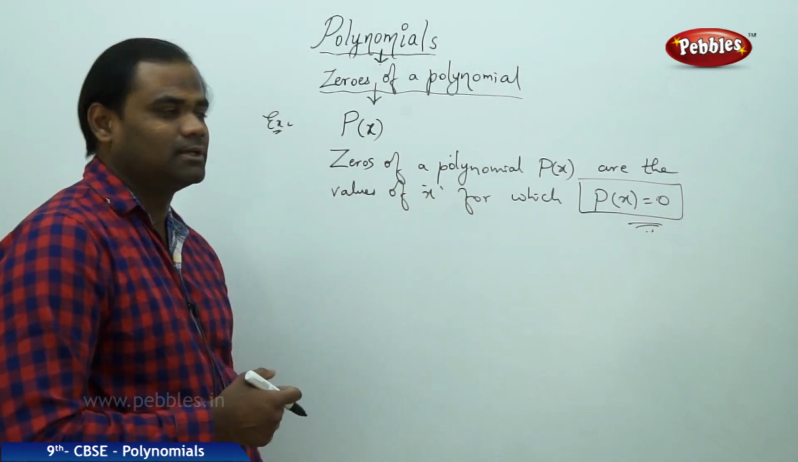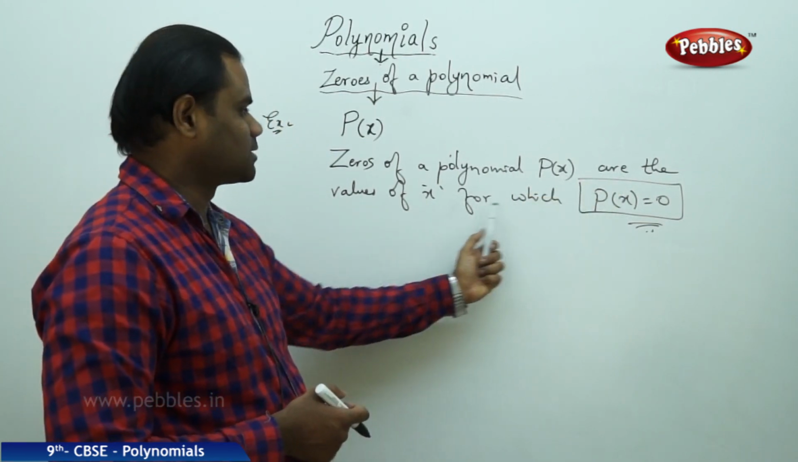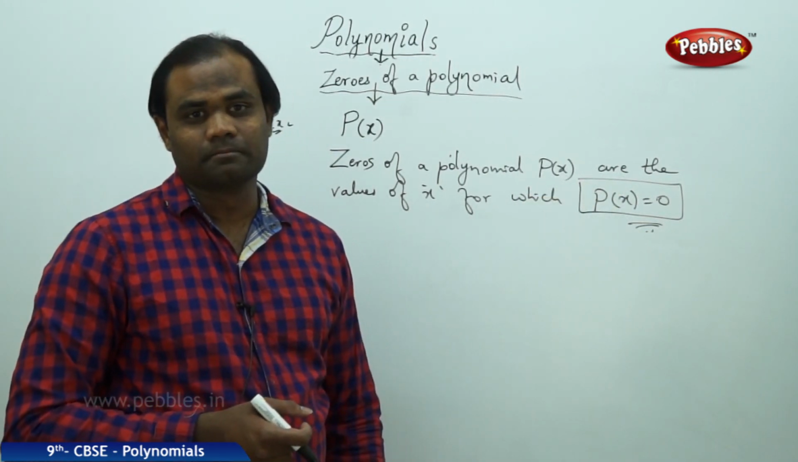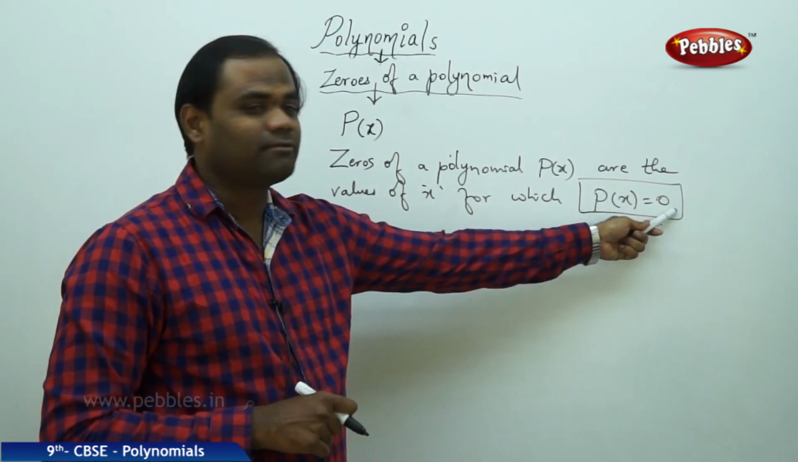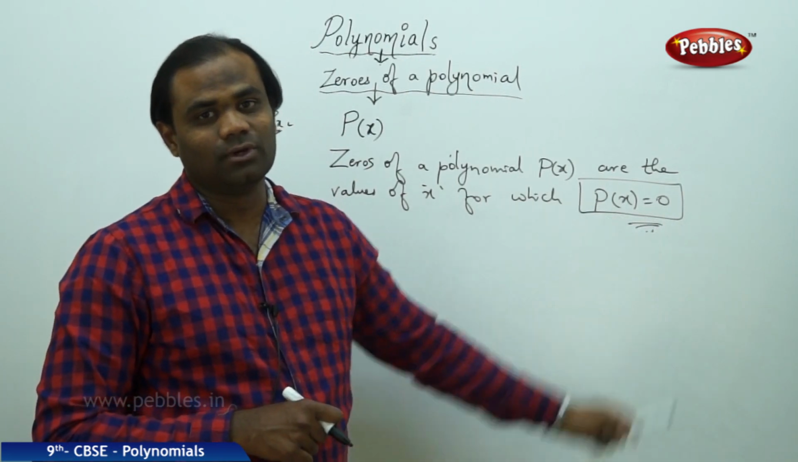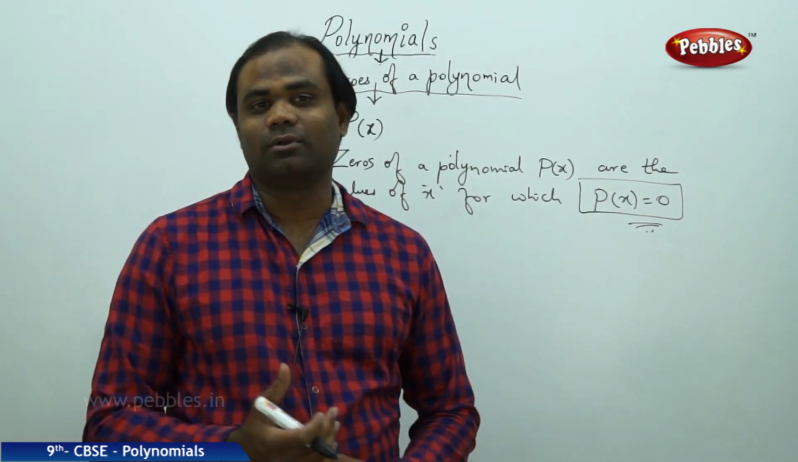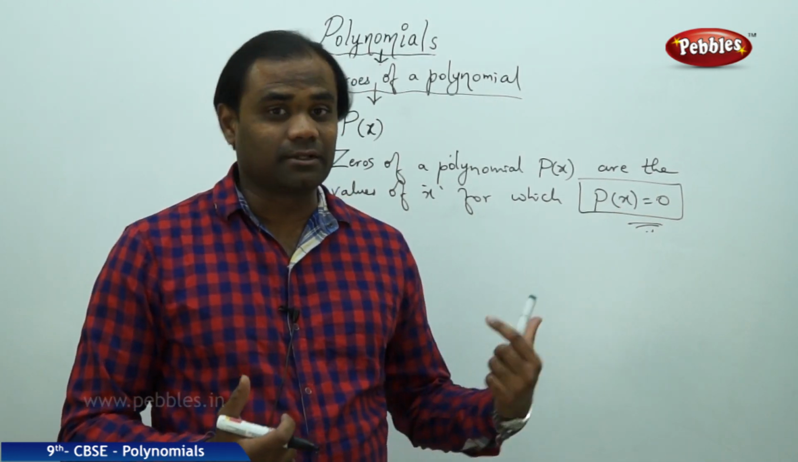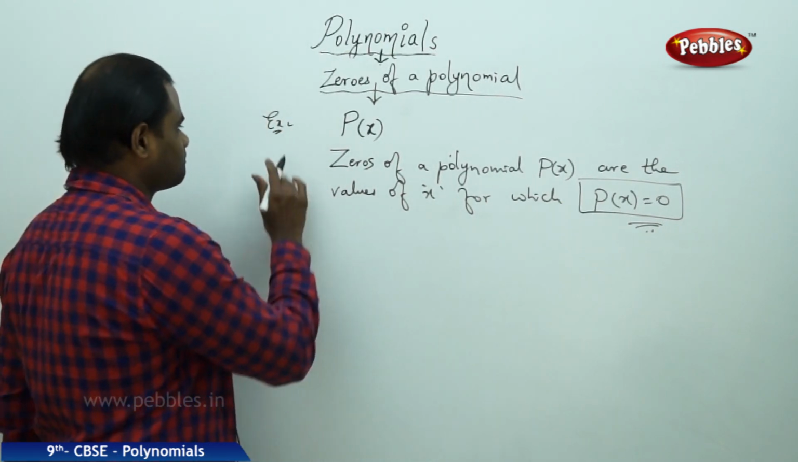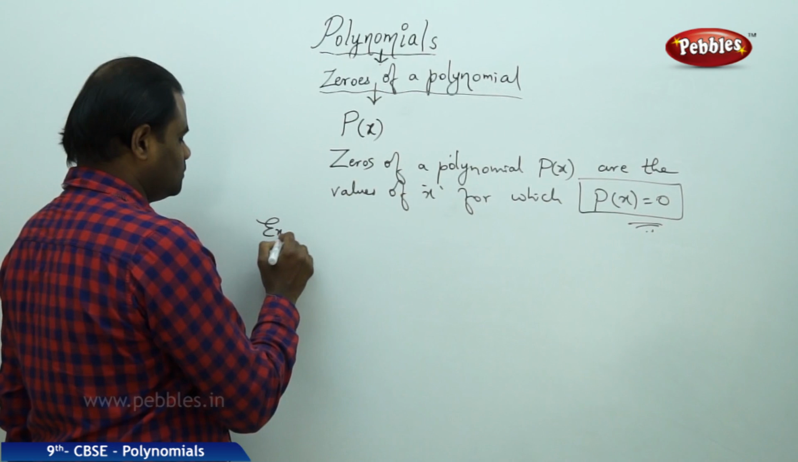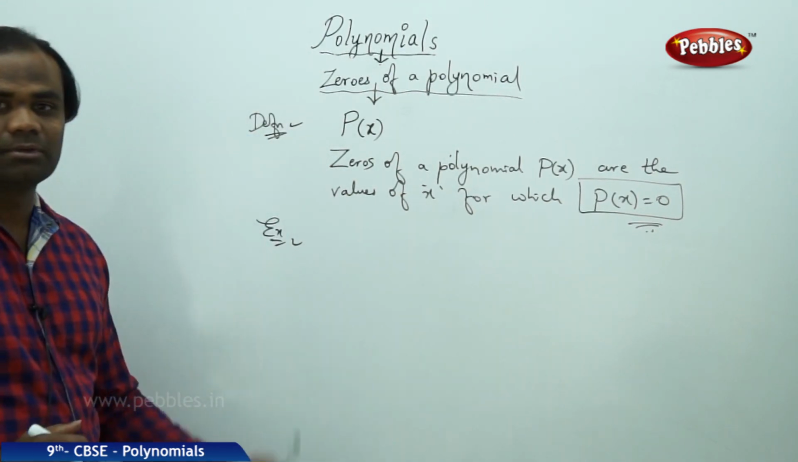Let's see it more briefly. The zeros of the polynomial P of x are defined as the values of x for which P of x equals 0. So in order to find the zeros of the polynomial, we simply simplify this equation P of x equal to 0, and then those values of x which are obtained are called zeros of the polynomial. Let's understand this concept more strongly by taking an example problem. This is the definition. Let's take an example problem.